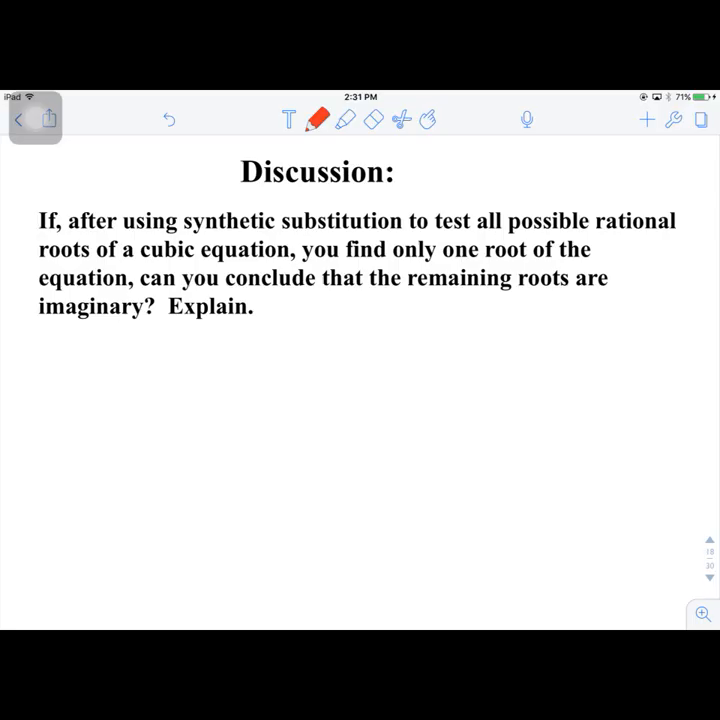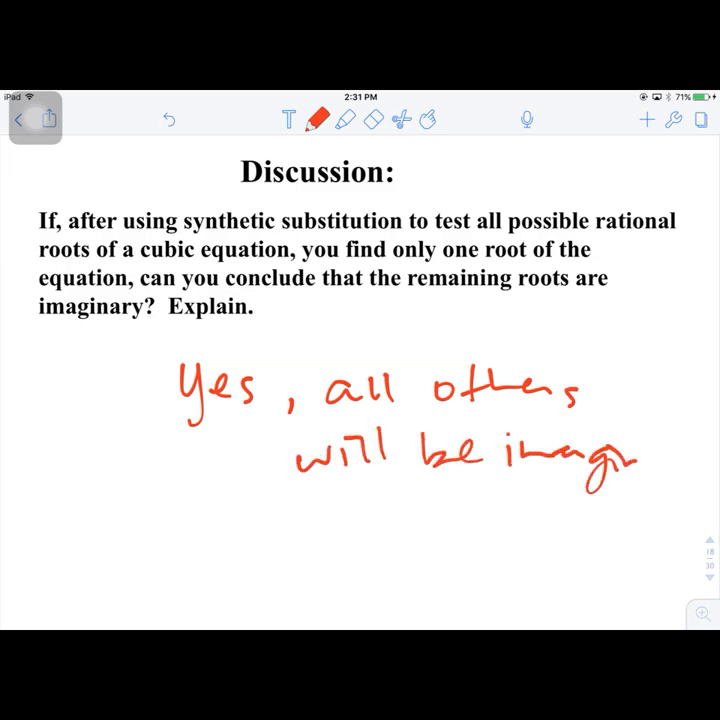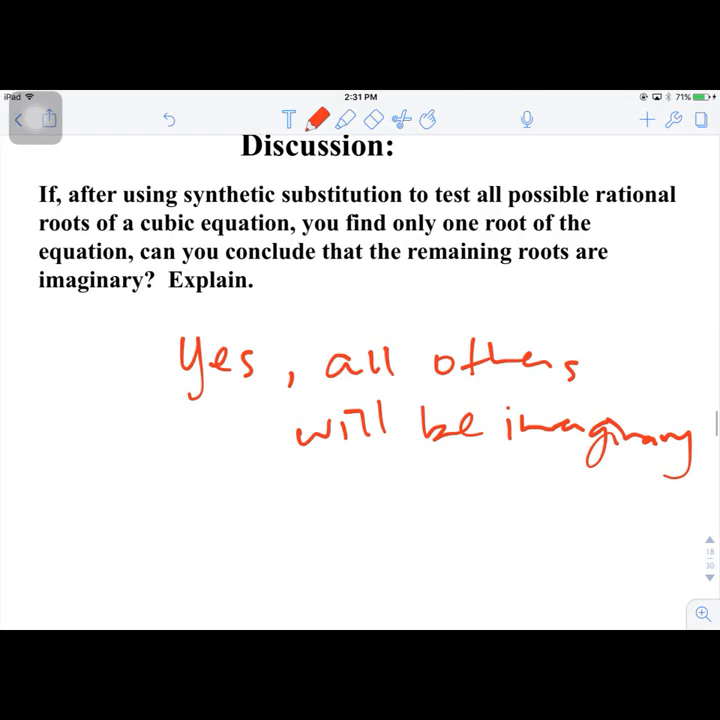The discussion problem says, if after using synthetic division or substitution to test all possible rational roots, you only find one root of the equation, can you conclude that the remaining roots are imaginary? So the answer would be yes. All other roots will be imaginary, since you have already tested all of the zeros using all the possible factors.